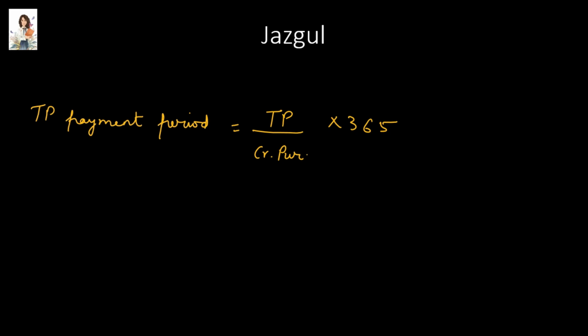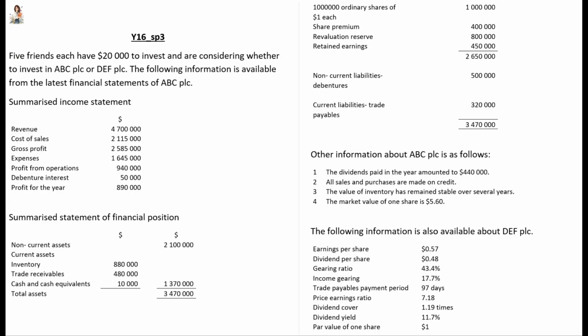We'll write the formula for trade payable payment period first. That is trade payables upon credit purchases into 365. Let us check the amount of trade payables and credit purchases given in the question. Trade payables is $320,000. Next, we have to look at the credit purchases. We are not given the figure for purchases in the question, but we are given the cost of sales.